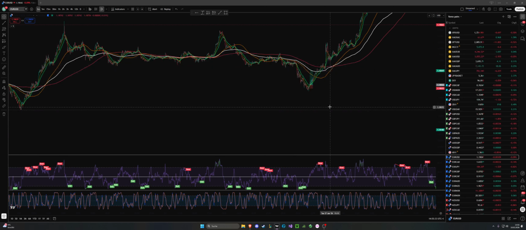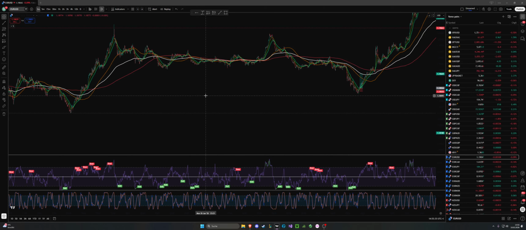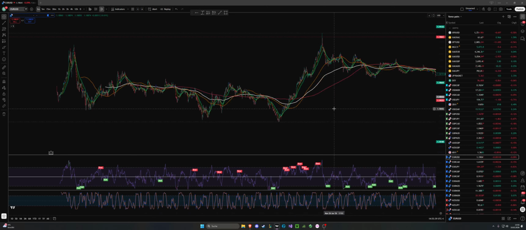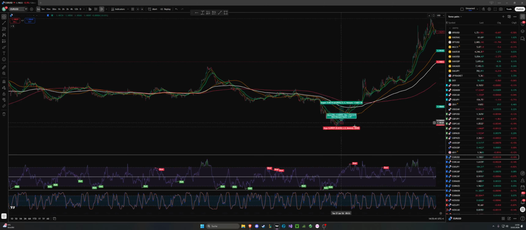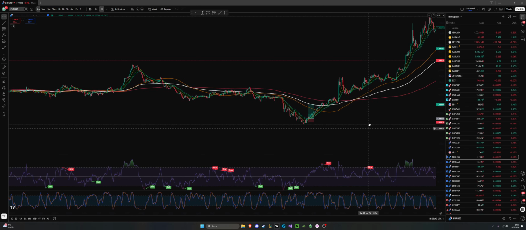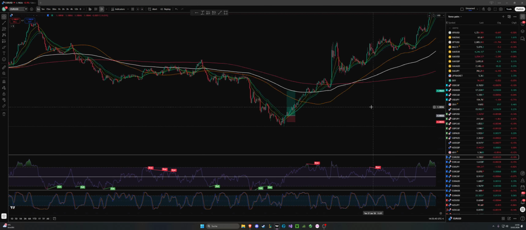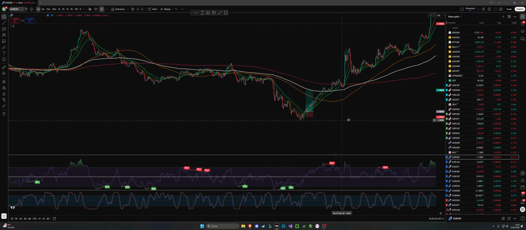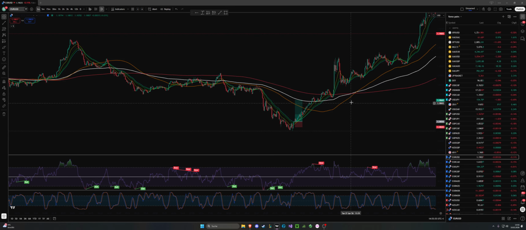Now the main reason why I use these three moving averages is because of a concept called compression. This is a good example for multiple things, because if we look at the shape of these moving averages, this looks kind of like a banana shape. And this is something I call compression.